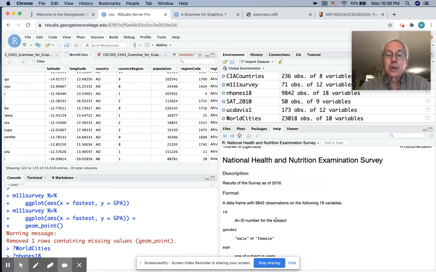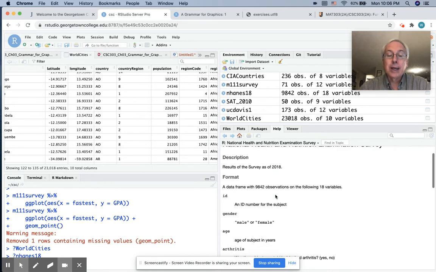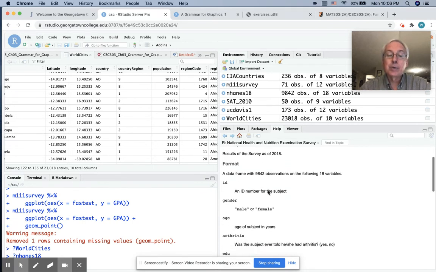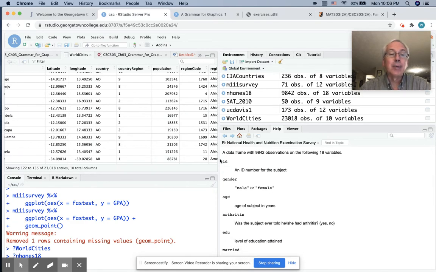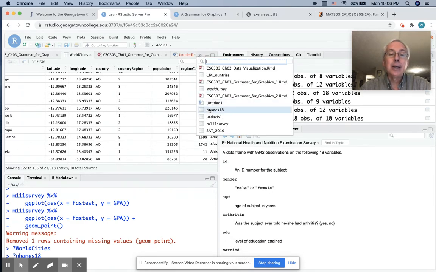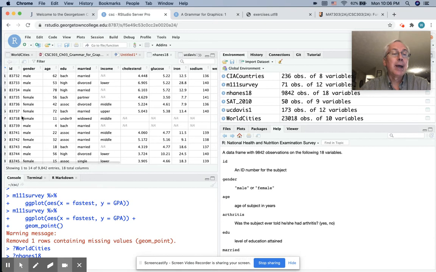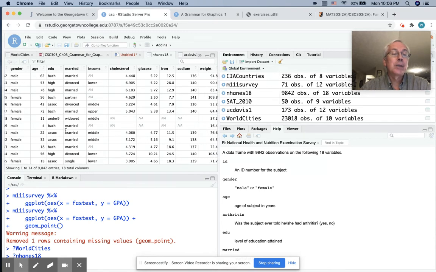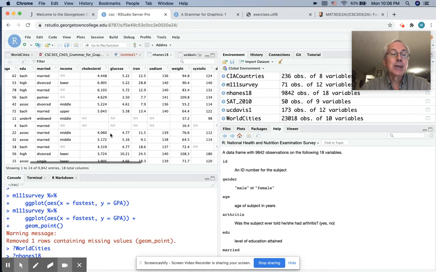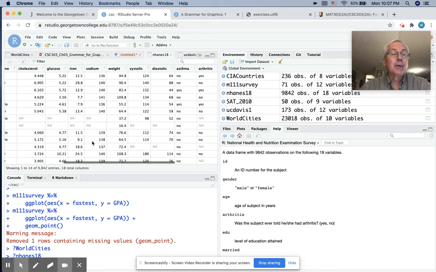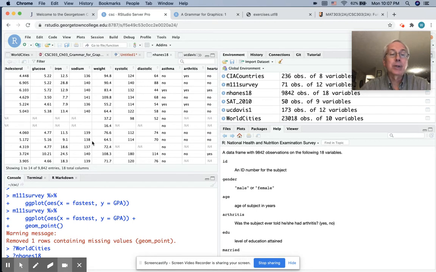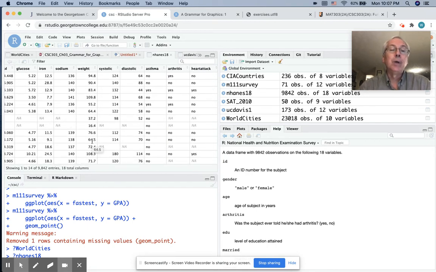NHANES stands for the National Health and Nutrition Examination Survey, and these were results from 2018. We see we had almost 10,000 individuals respond, and there was data collected on 18 variables. Let's see if I've got NHANES 18 here. So we've got an ID, we have the respondent's gender, their age, their education level as part of 5 categories, their marital status, their income status, and then some various health readings, blood pressure, iron levels, cholesterol levels, and whether or not they have a few health conditions, asthma, arthritis, whether they've had a heart attack in the past or not.